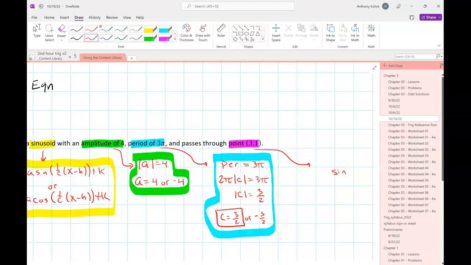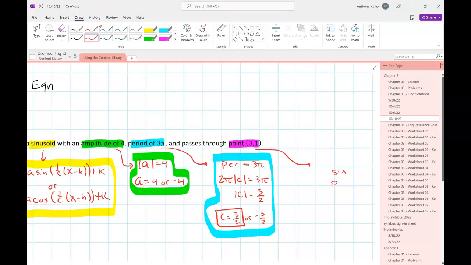So we're told that it just needs to pass through this point 3, 1, right? We're not told specifically whether 3, 1 has to be a midline point or a maximum or a minimum or some other kind of point. Everybody agree with that? All we need to do is have the function go through that point. So we can choose that point 3, 1 to be whatever kind of point we want it to be. Everybody's good with that?